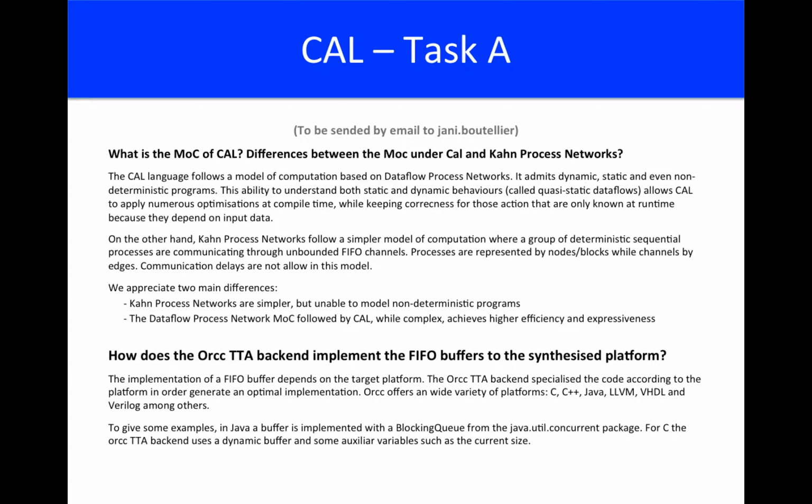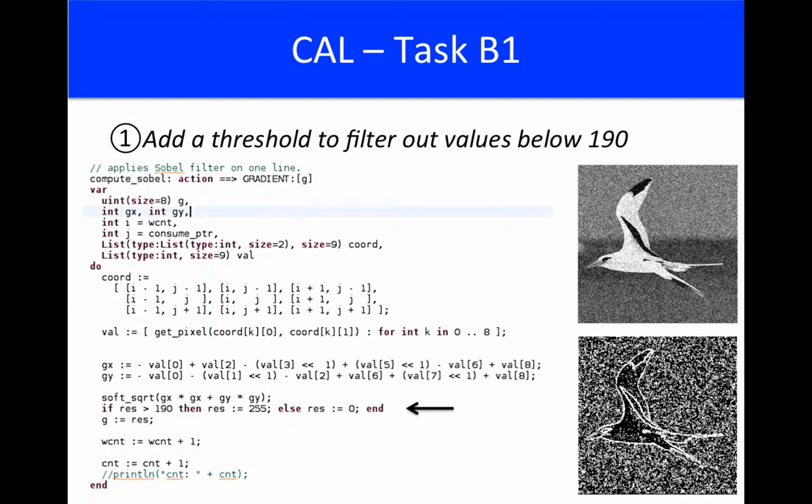For the first part of the Sobel application, we added a threshold to filter out values below 190. Just this simple code on the left is able to detect the edges of normal images. However, when it comes to processing noisy images, like the upper one in this slide, the results are still noisy.